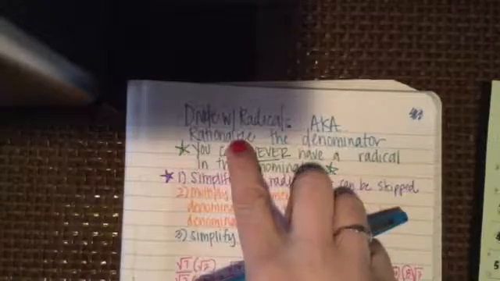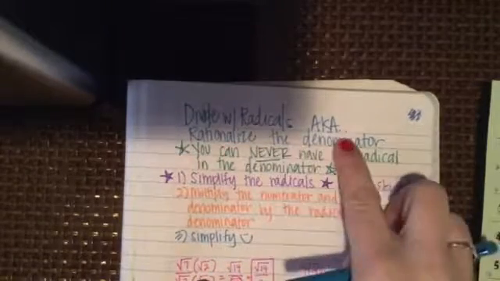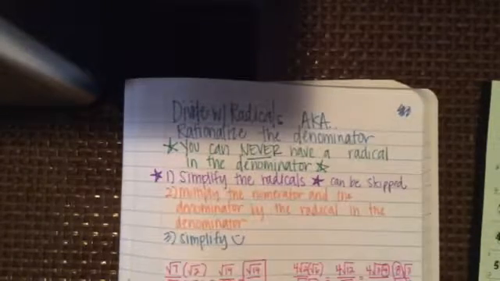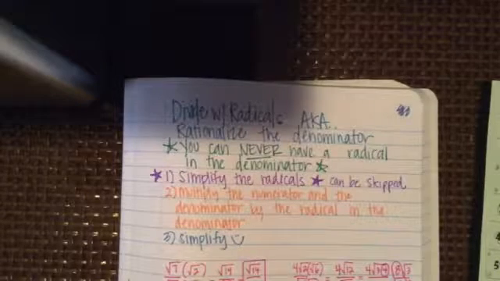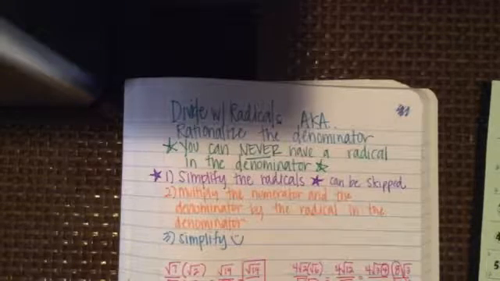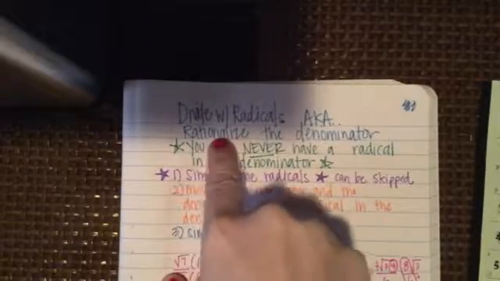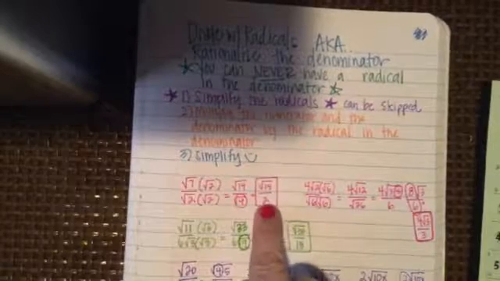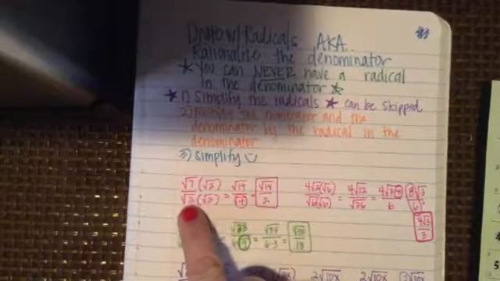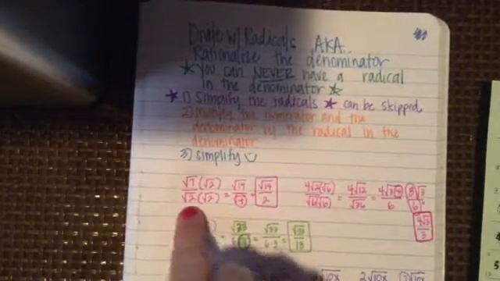That's the beauty of rationalizing the denominator. Taking that radical out. Making it a true fraction. Rationalize, making it a fraction. Rational. Numbers that can be written as fractions. This is a fraction. You cannot have a radical in the denominator.